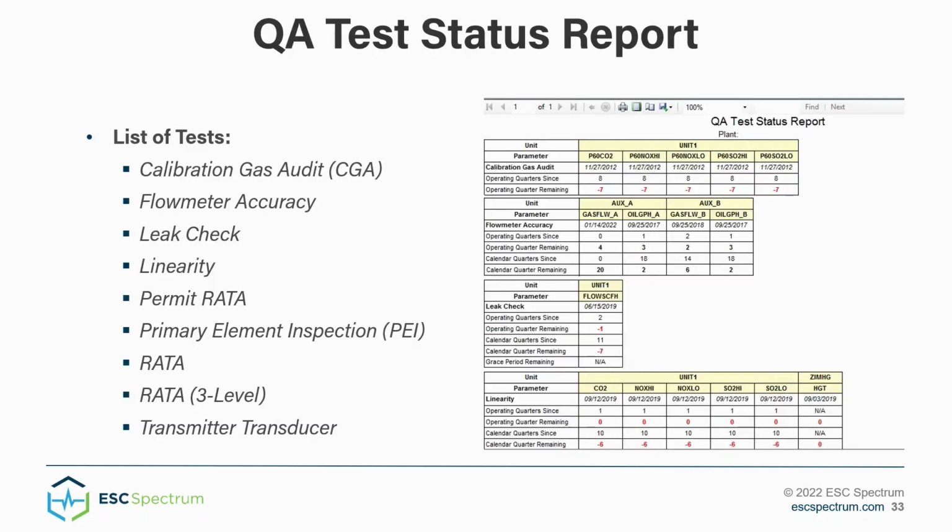The tests included are calibration gas audit, flow meter accuracy, leak check, linearity, permit RADA, primary element inspection, RADA, RADA 3 level, and transmitter transducer.